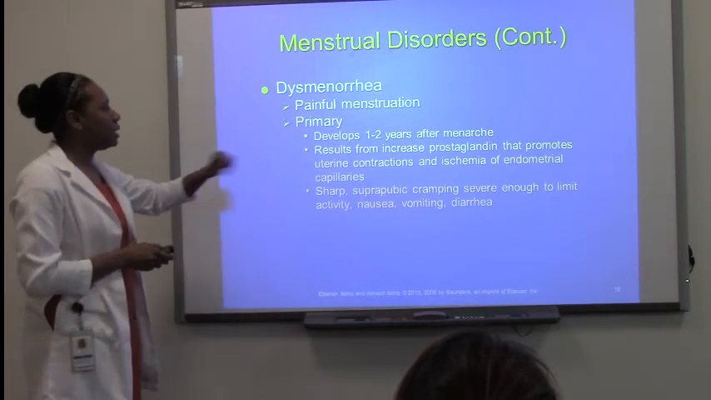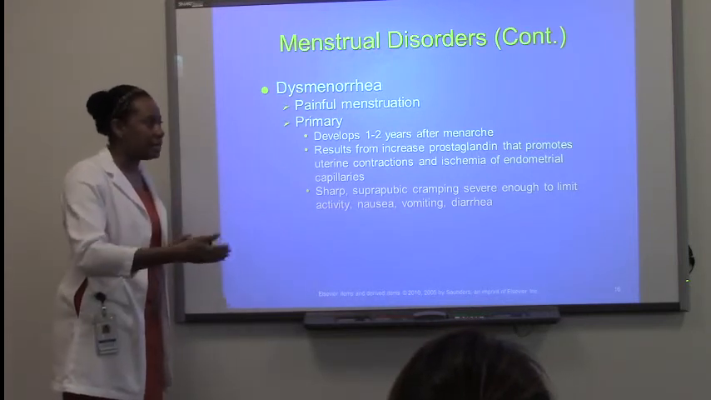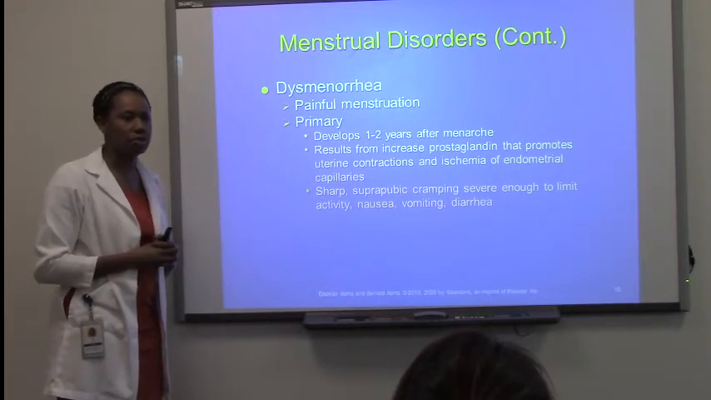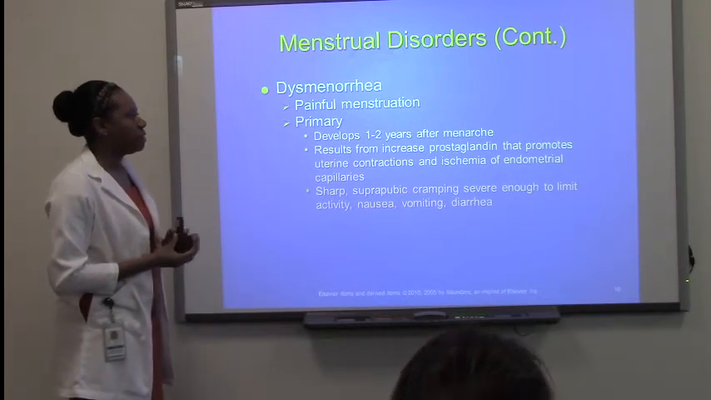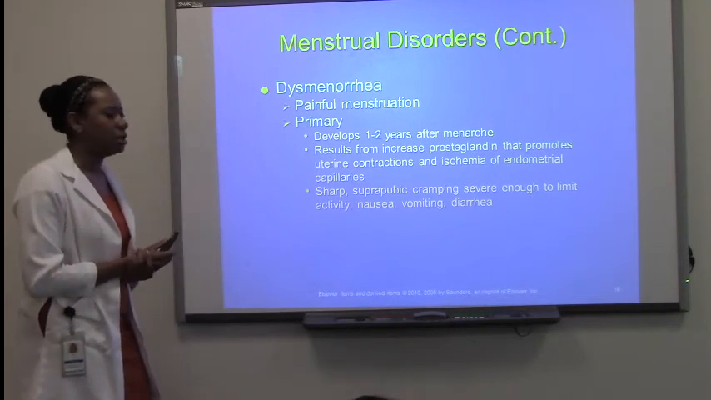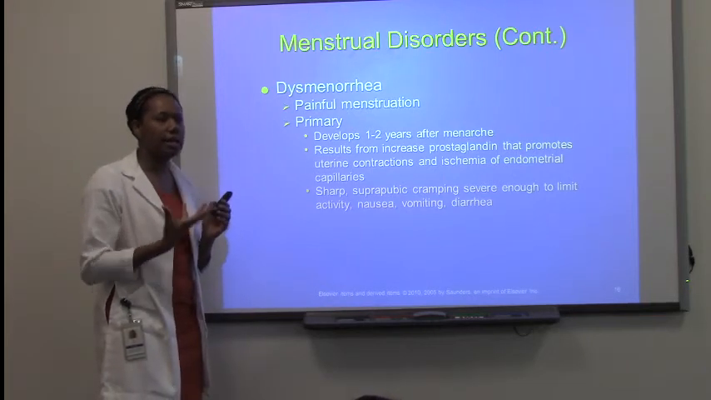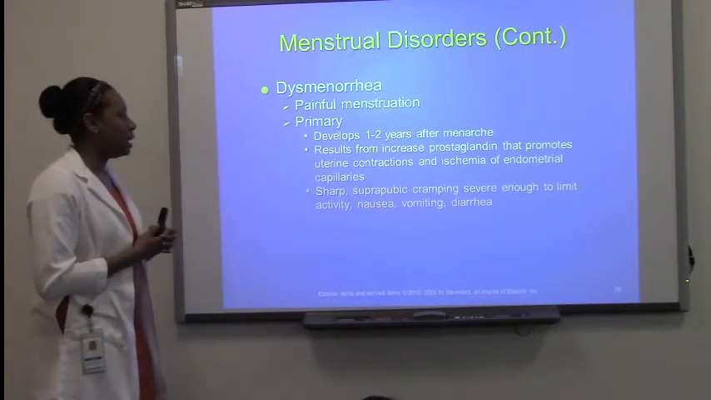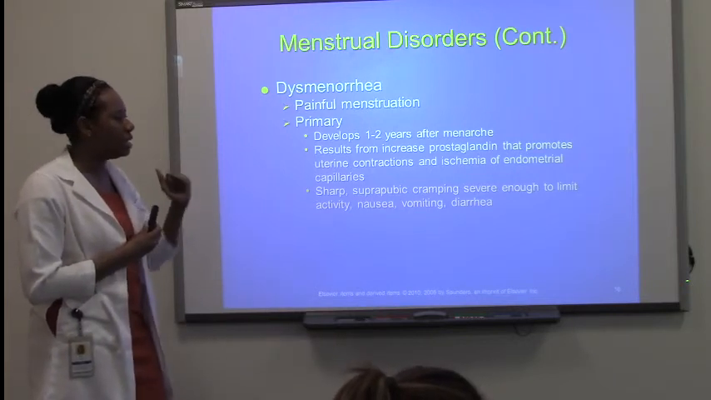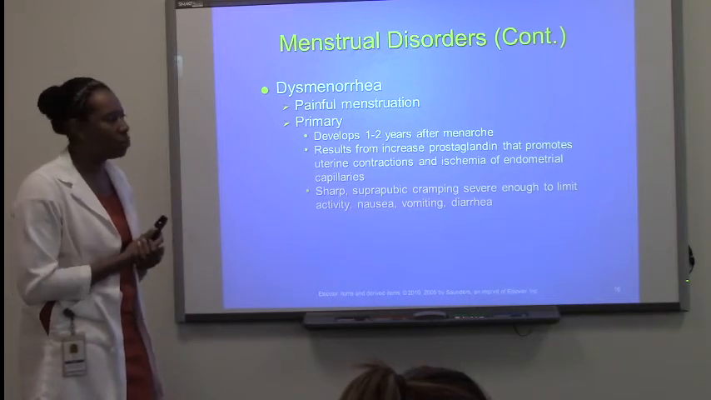So primary dysmenorrhea does develop 1 to 2 years after menarche, right in the beginning. Okay, so this is again more of a pattern that happens right when the females start their cycle. It results from an increase of prostaglandins that promotes uterine contraction. So prostaglandins will actually cause these uterine contractions to increase or elevate. Sharp suprapubic cramping severe enough to limit activity, nausea, vomiting, and diarrhea. So it can be debilitating to that point.